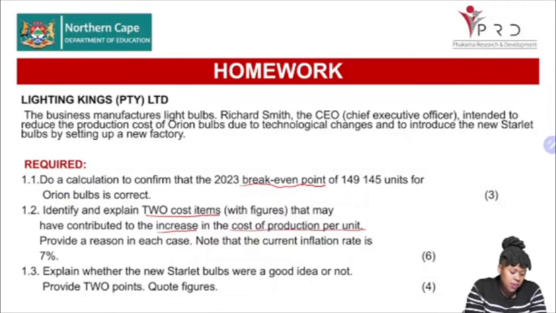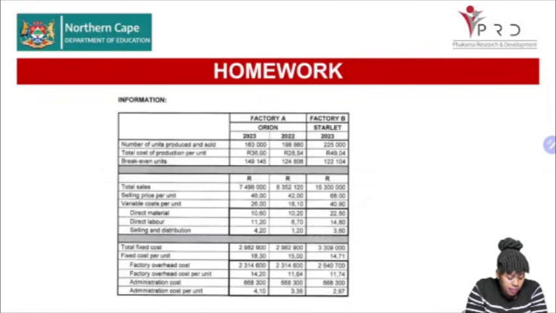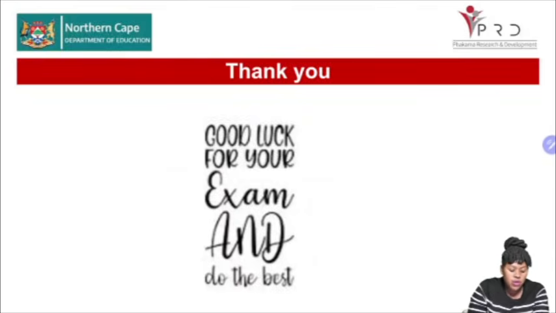Then it says, explain whether the new Starlet bulbs were a good idea or not. And that requires you to analyze the information that's given to you. Okay? Then there's the information provided for you. You've got the Orion and you've got the Starlet. Then you can answer that to the best of your ability.